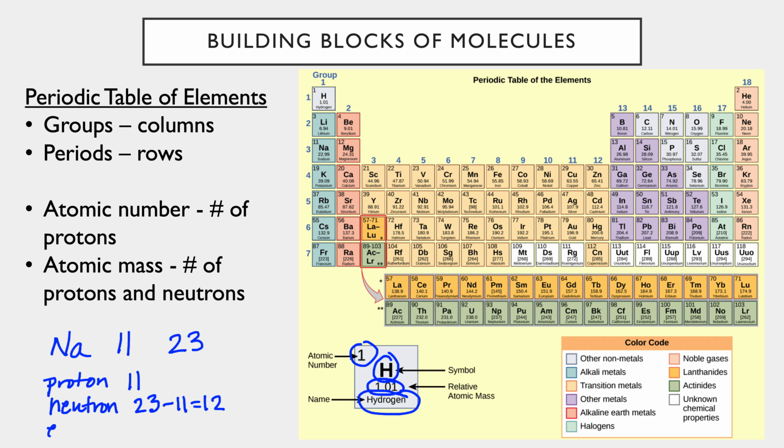The number of electrons can be calculated very simply by looking at the atomic number and determining if the atom in question is charged at all. So since I gave you a neutrally charged atom of sodium, the number of electrons has to equal the number of protons, so that would be 11.